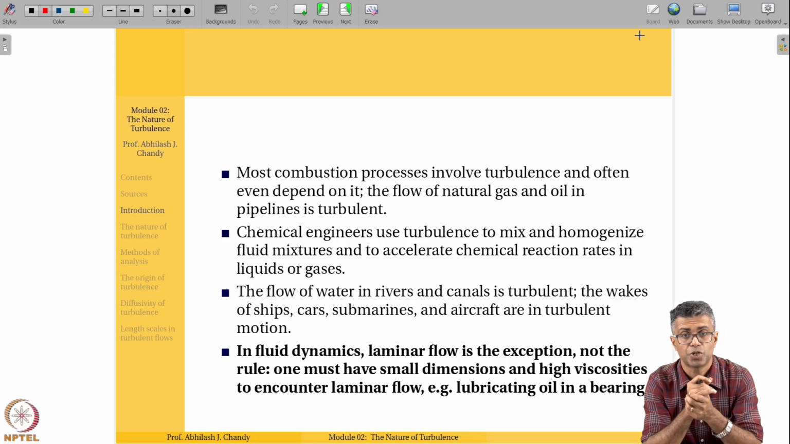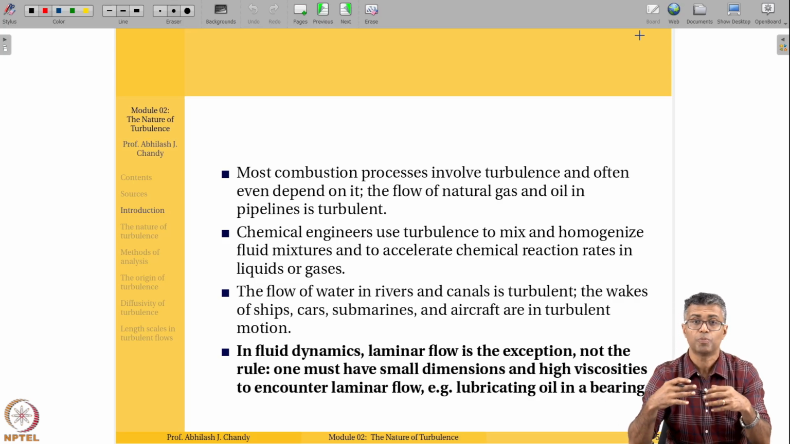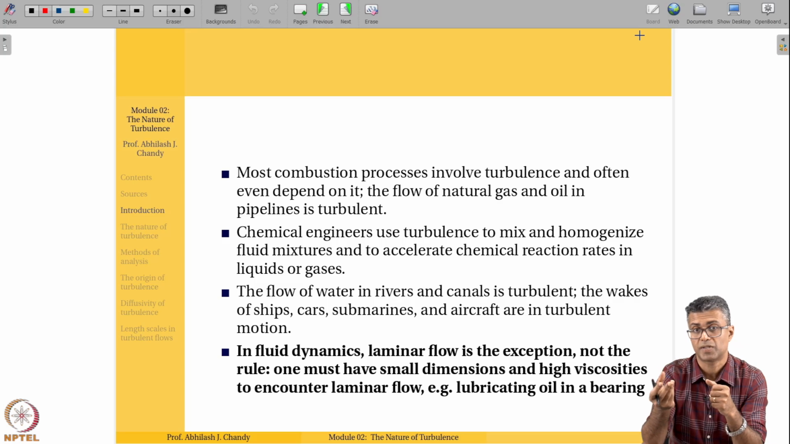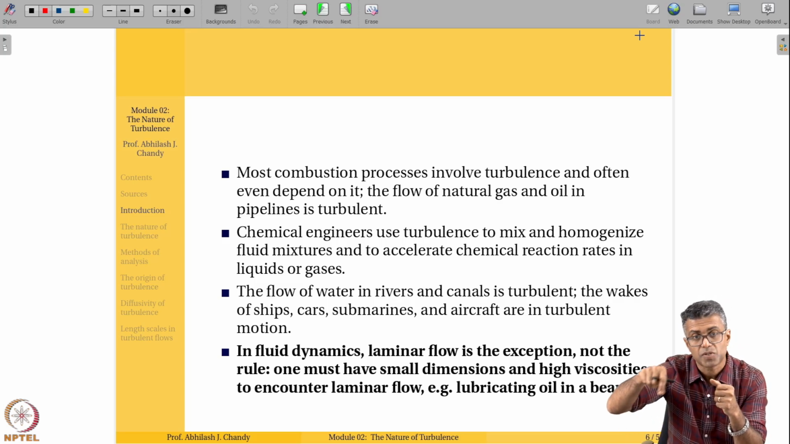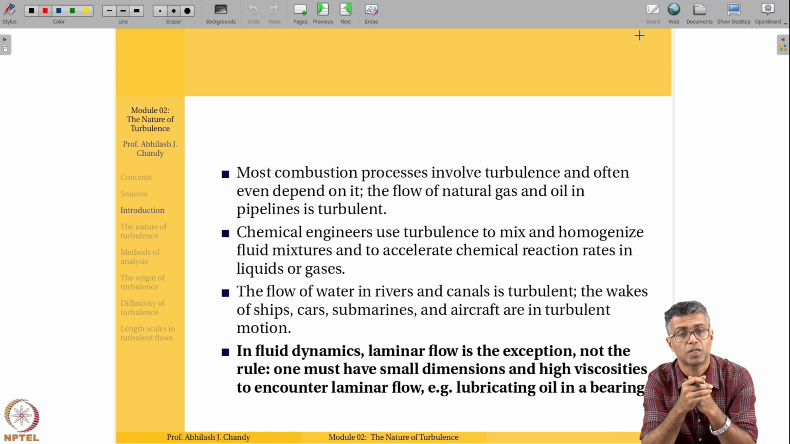Another example in engineering: chemical engineers use turbulence to mix homogeneous fluid mixtures. Let's say they are mixing two different kinds of fluids for a chemical process. They want it to mix in a turbulent manner. I talked about a simple household example in the previous module, mixing milk with coffee. You want it to be turbulent. If you stir very, very slowly, in such a way that the flow is laminar, the mixing is going to be that much slower.